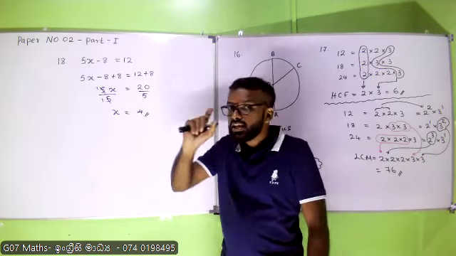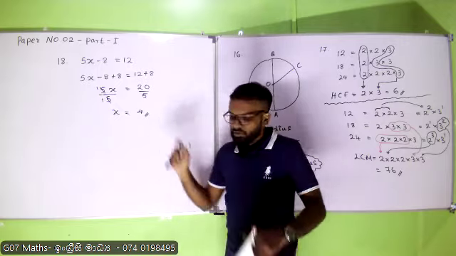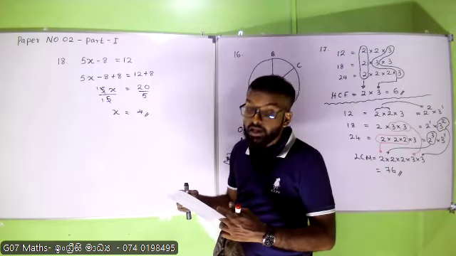That is the case, sir. These are basics. Alright. Okay. So x equals 4. Then the 19th one.